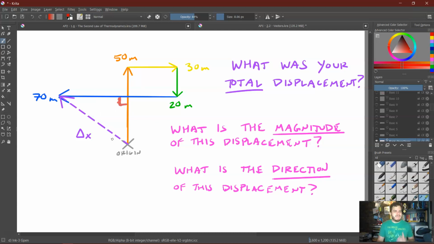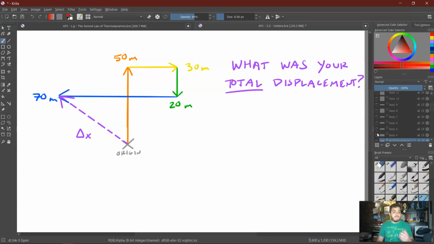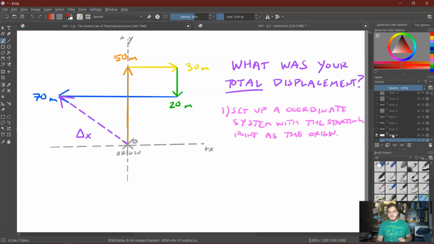You could probably piece together the magnitude, but the direction is going to be a little harder. So instead, we're going to go step by step through a process that for this situation will be pretty basic, but we're going to see in a second with a more advanced example that if you go through this process, you can piece it all together. No pun intended. So let's start with our first step, which is to set up a coordinate system.